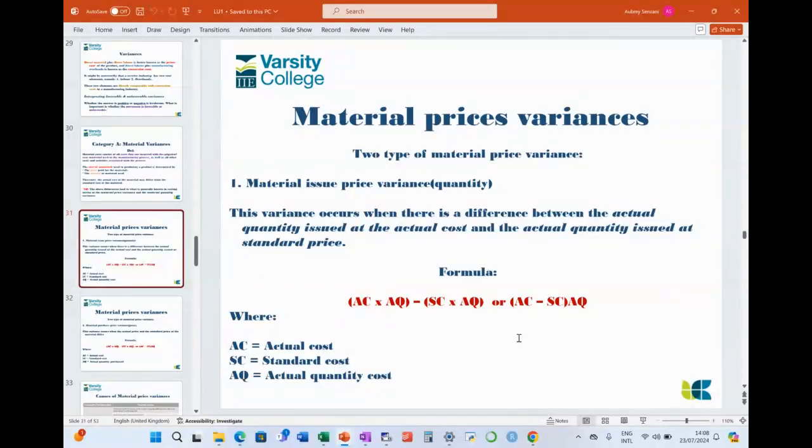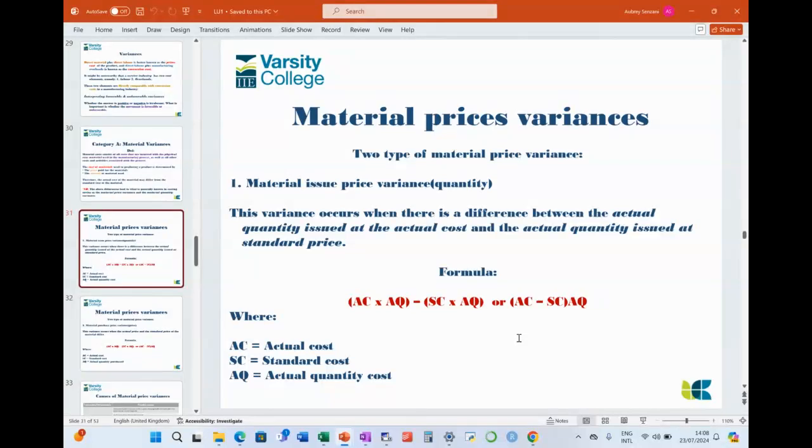Material issue price variance. Okay, so here this variance occurs when there is a difference between the actual quantity issued, in other words, the actual quantity used at the actual cost, and the actual quantity issued at the standard price. Okay, so standard price is the one that we estimated.